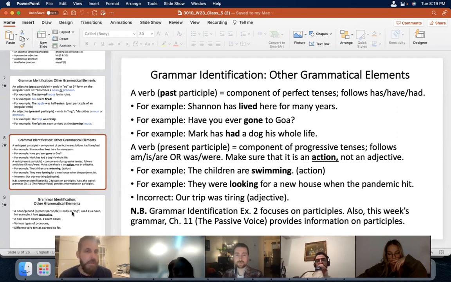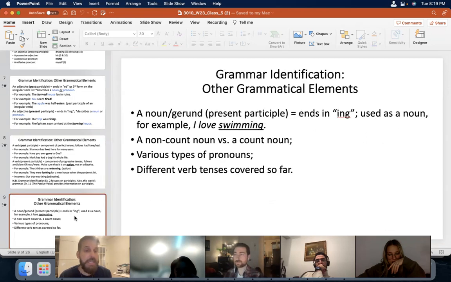Okay. Now, class, chapter 11, the passive voice is going to talk about a lot of the participles. Okay, now, let's go. I just have 1 more minute.